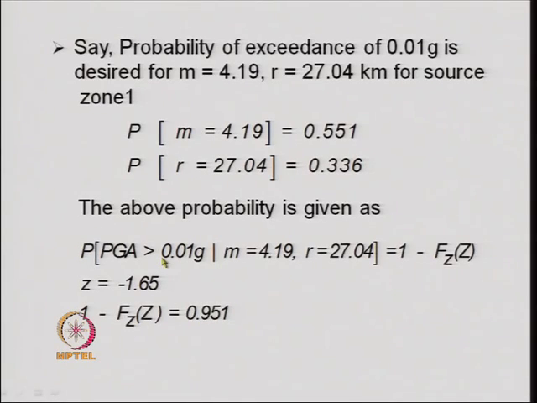Now, once they are calculated, then let's say we are interested in finding out the probability of exceedance of 0.01 g. So what we do is that for the probability of exceedance of 0.01 g, for a magnitude of earthquake of 4.19 and an epicentral distance of 27.04, for source zone 1, can be calculated from the histograms that I have shown.